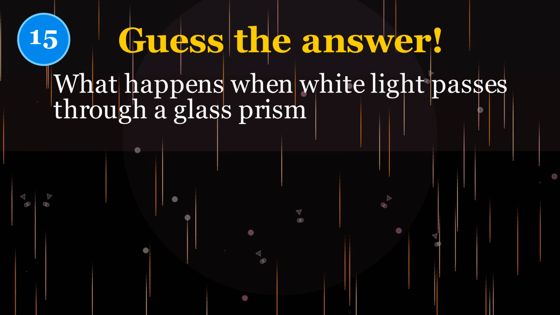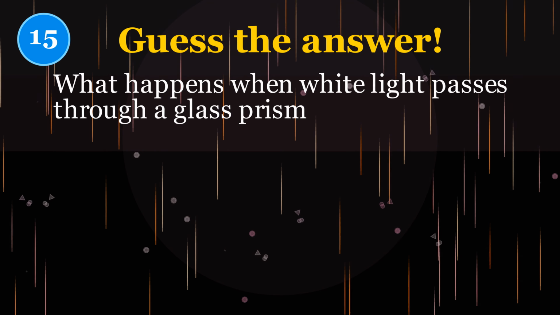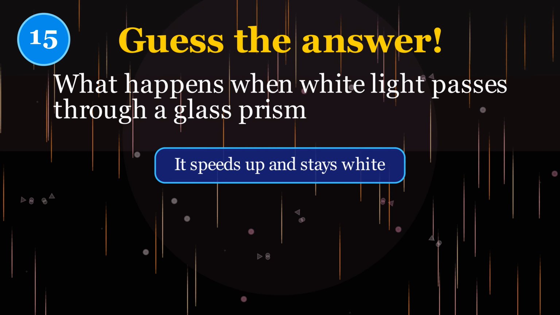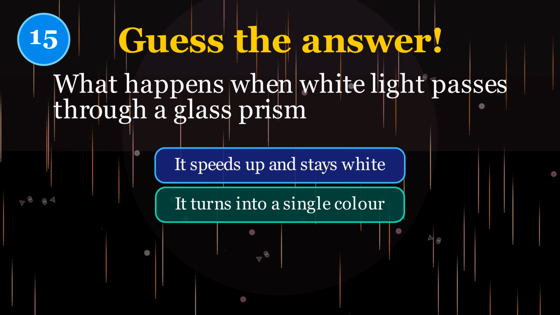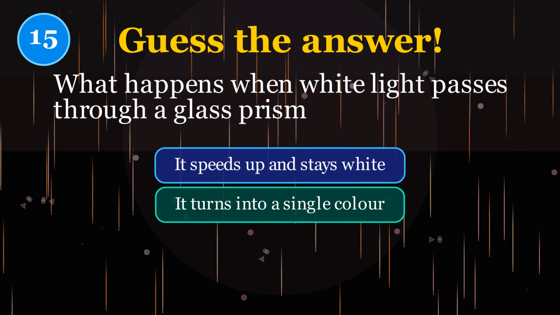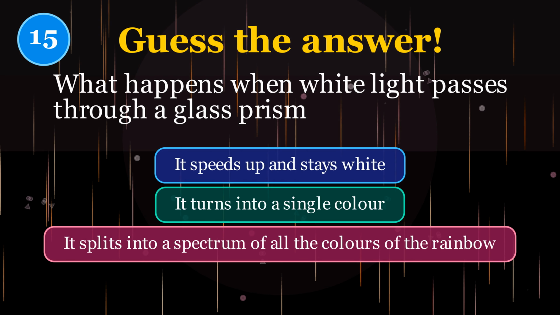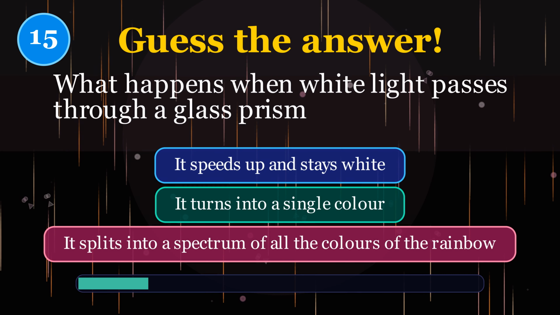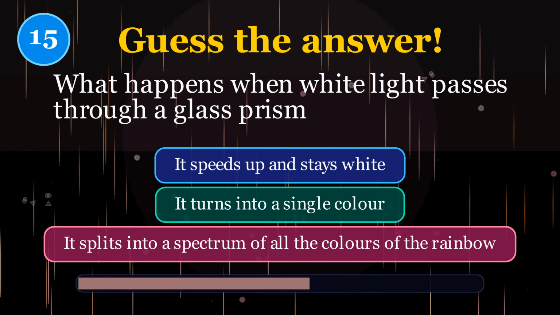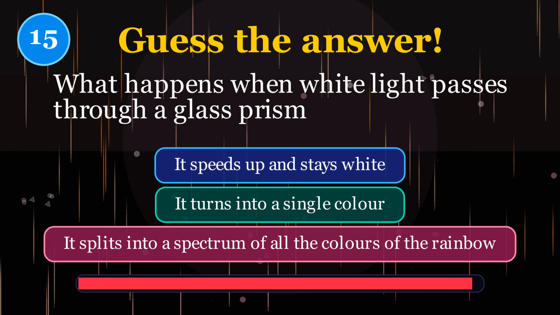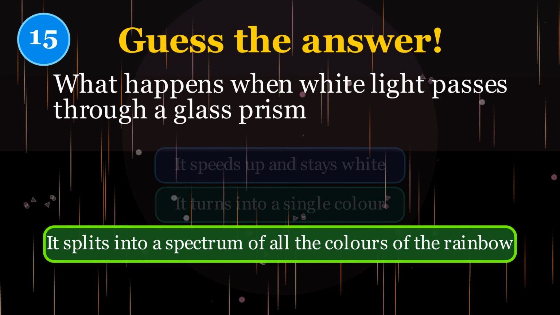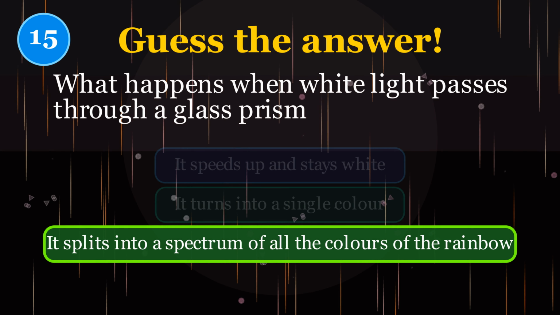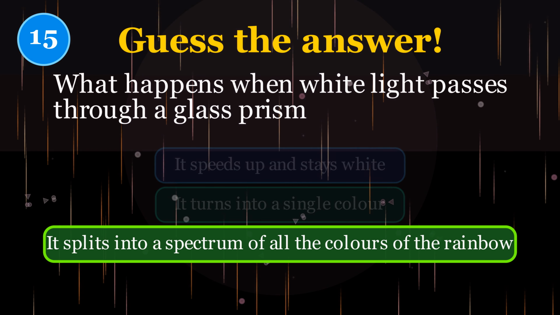What happens when white light passes through a glass prism? It speeds up and stays white. It turns into a single color. It splits into a spectrum of all the colors of the rainbow. The correct answer is, it splits into a spectrum of all the colors of the rainbow.